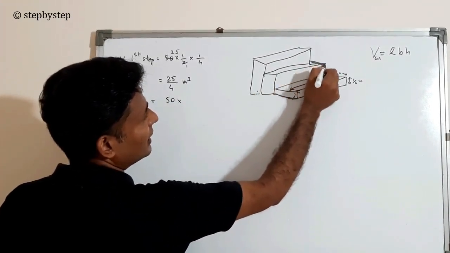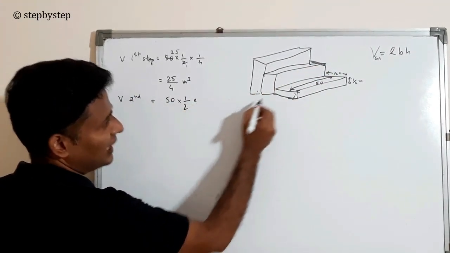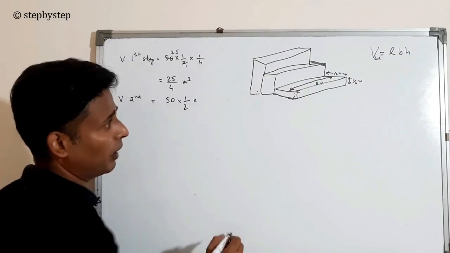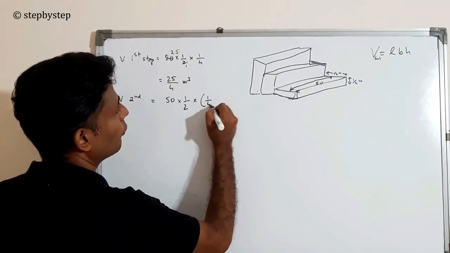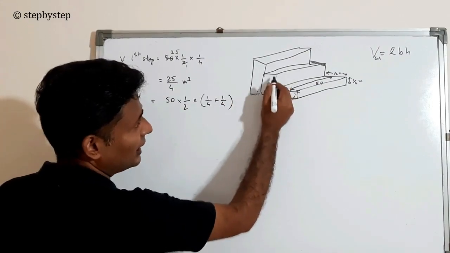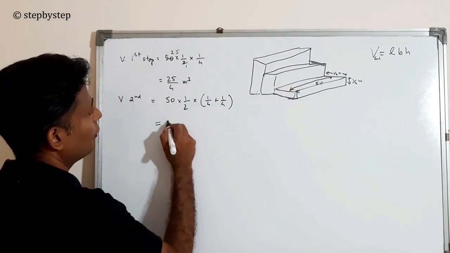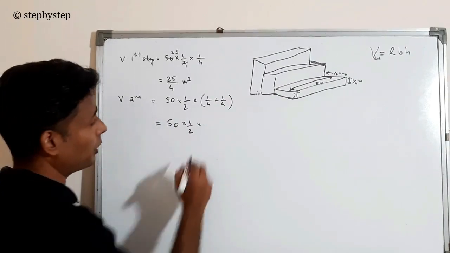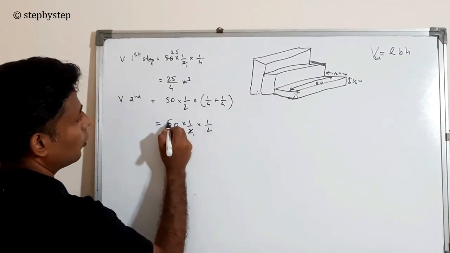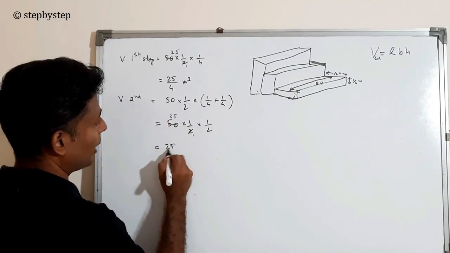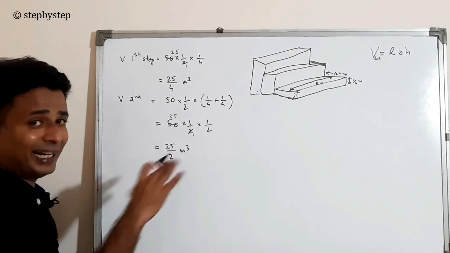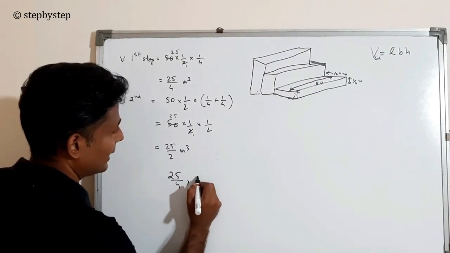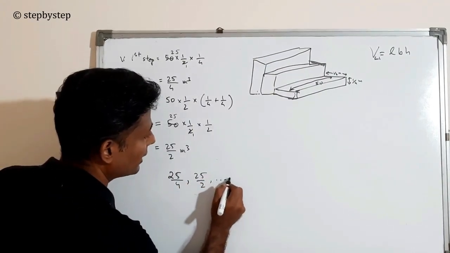The breadth is still 1/2, but the height, here it's 1/4 and it again increases by 1/4. So 1/4 plus 1/4. So the height is the only thing that will increase. So we get 50 into 1/2 into 1/4 plus 1/4 is 2/4, that is 1/2. So 2 ones are 25. So we get 25/2 meter cube and so on. So the first term is 25/4, second term is 25/2 and it continues.